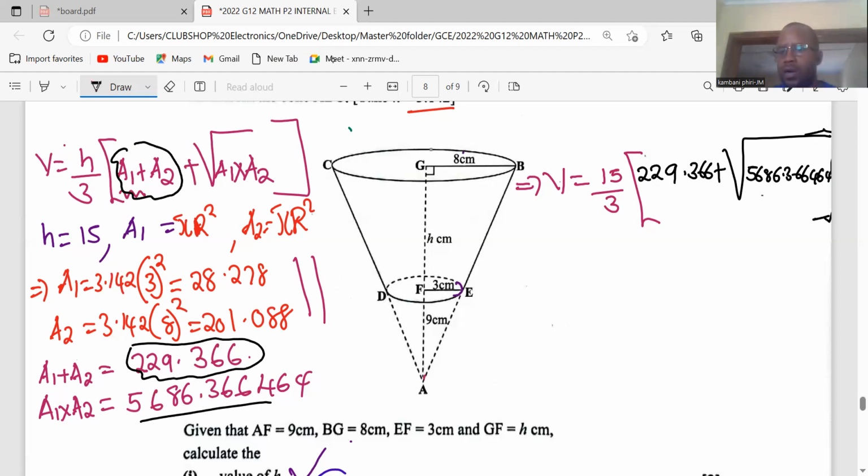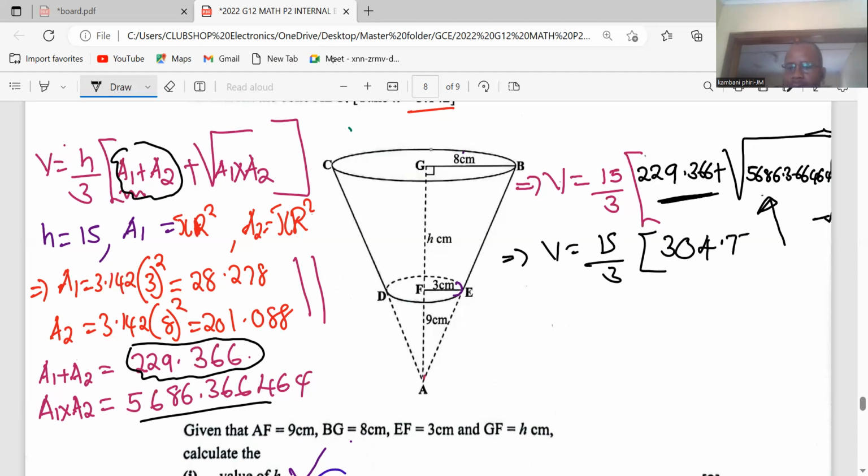Then you start with this, you punch its square root. So I punch the square root of that one. You're going to get 75.408. Then whatever answer you get, add it to this one, so plus 229.366. What am I getting? So I've got V is equal to 15 over 3, open bracket, 304.774.